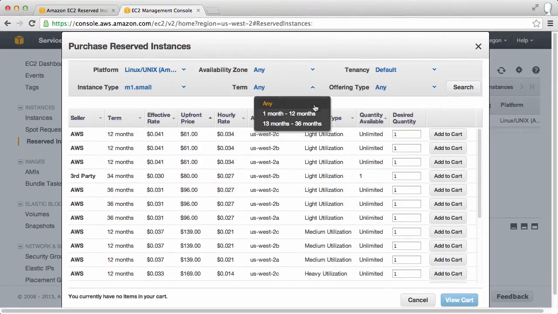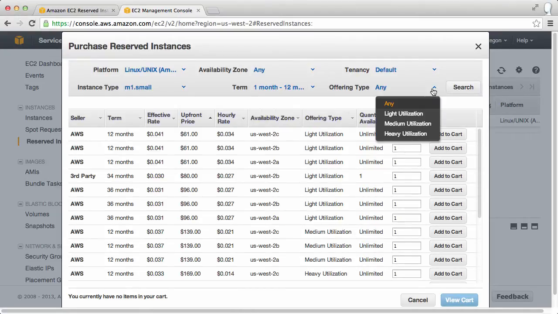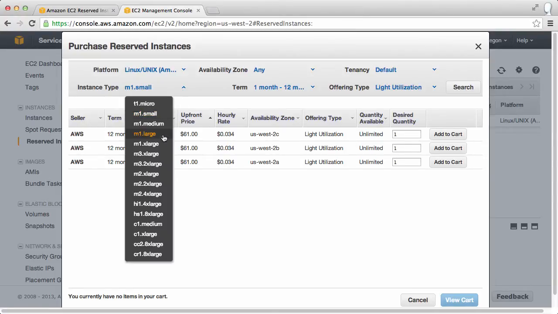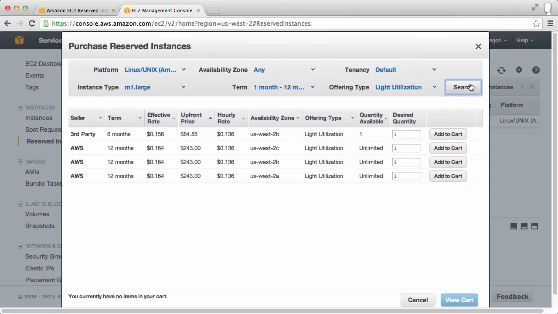If we refine our search a little bit more, we can select no more than a 12-month term and limit it just to light utilization, and now the choices are much easier. We just have the three availability zones to choose from. I would pay $61 up front, and then my hourly rate is 3.4 cents per hour. If we take a look at an M1 large, you'll see the upfront price goes up to $243 in this region, and the hourly rate becomes 13.6 cents an hour.